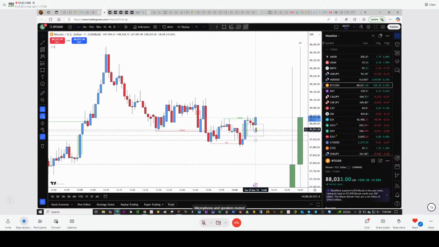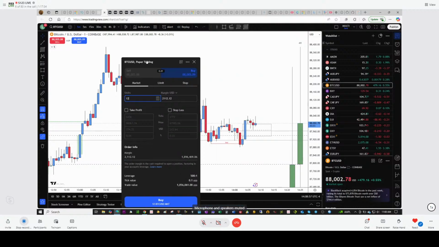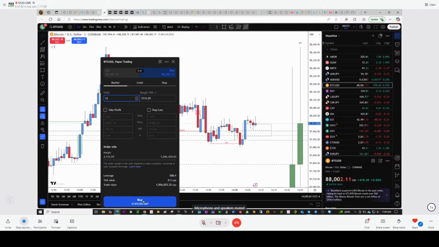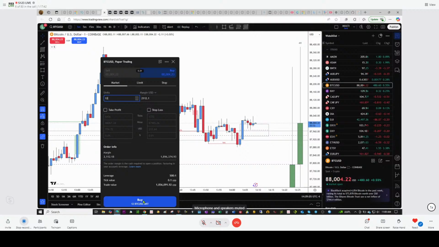I just missed my opportunity, perhaps. I don't know if we're going to get a pullback again. We are getting a pullback. Let me see if I can buy some Bitcoin here. I'd like them to come back down a bit more, but I don't know if they're going to or not. They might not.